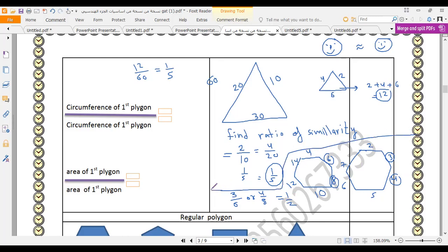Okay? So this is what I mean by ratio of similarity. I can use ratio of similarity to compare the circumference of two polygons and compare the area of two polygons. This is the first polygon, second polygon, I'm sorry. And this is the second polygon.